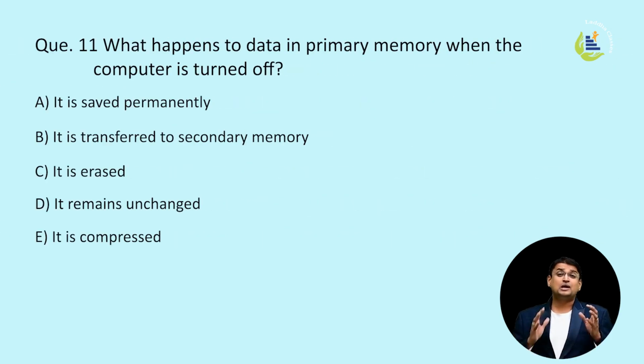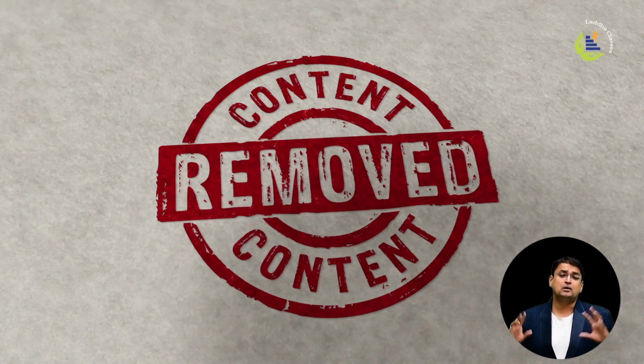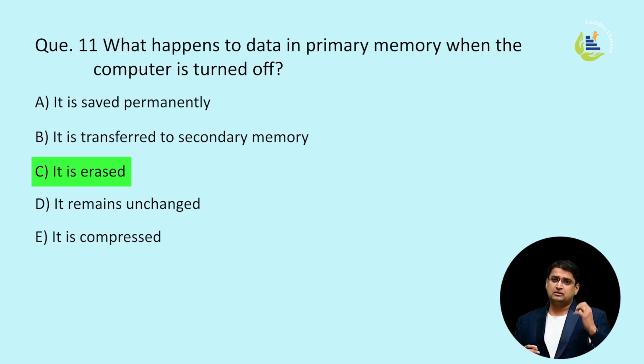Question 11. What happens to data in primary memory when the computer is turned off? Options are it is saved permanently, it is transferred to secondary memory, it is erased, it remains unchanged, it is compressed. Correct answer option is C. It is erased. Because data in primary memory is lost when the power is turned off. Primary memory is volatile and does not store data after shutdown.